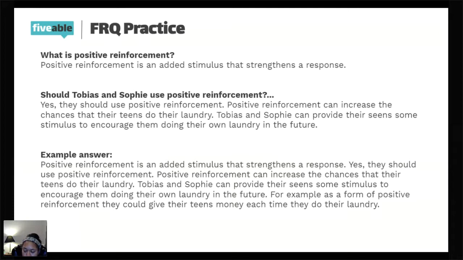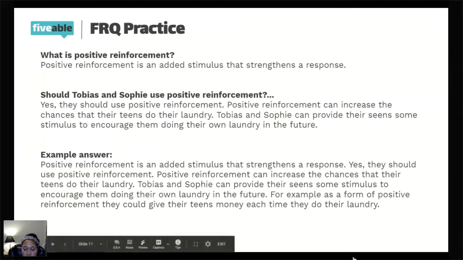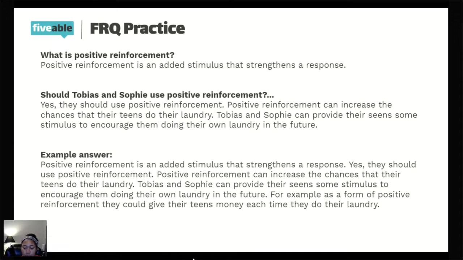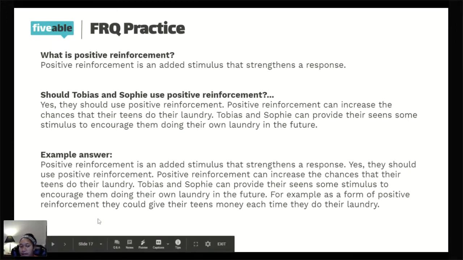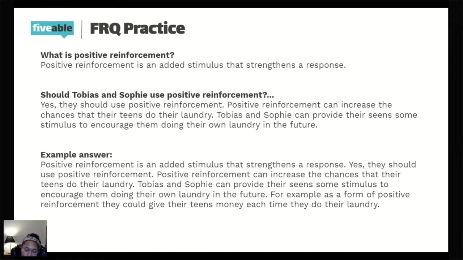So, yes, that is an example answer. If you answer the question in that way on the exam, that would be full credit. So we identified it once again, positive reinforcement, we defined it, then we applied it to the situation with Tobias and Sophie and their teenagers.